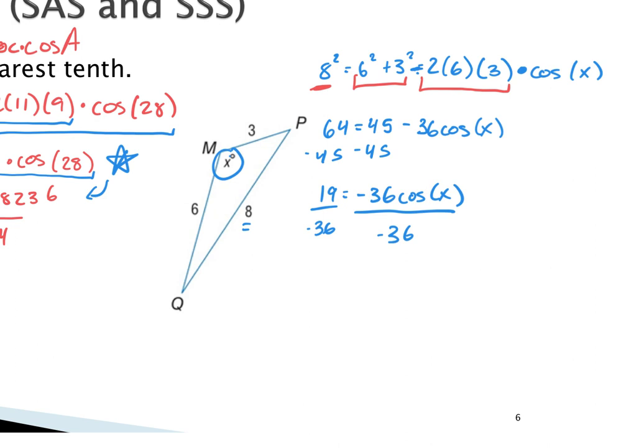And we are left with negative 0.5277 is equal to the cosine of x. And just like on my law of sines problems, I like having that decimal there because I get to check. Is it in between negative 1 and 1? Yes, it is. So now I'm going to take the inverse of that number, and that'll be my answer.